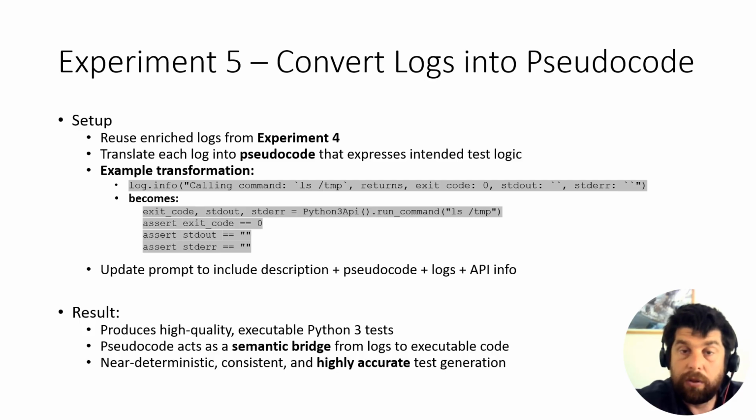Building on previous logs, I translated them to pseudocode. For example, a log entry about running lsttm turned into assert statements and API calls. The pseudocode acted like a semantic bridge. The AI used it to generate clear, executable Python 3 code with high accuracy.